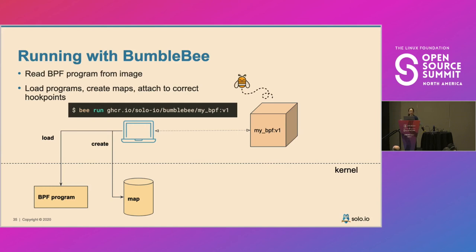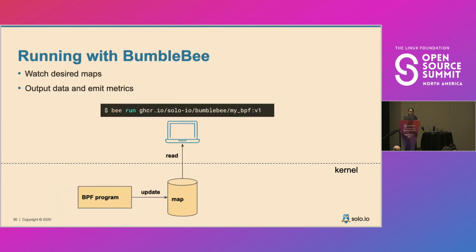So essentially, how does running with Bumblebee work? When you specify the brun command with the image, we read the BPF program from the image. That's the bytecode we talked about, right? So we load that, we create a map, and we attach it to the right hook point, so that your program is loaded into the kernel, and you also have the map in there, where our user space program would display the data from the map for you.